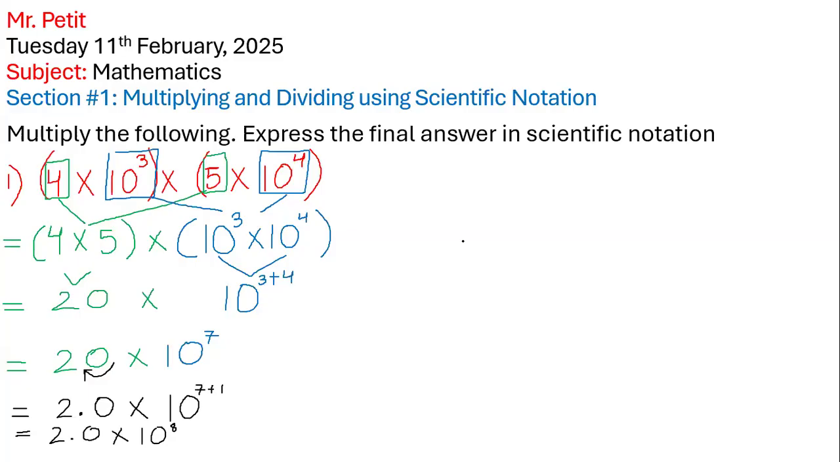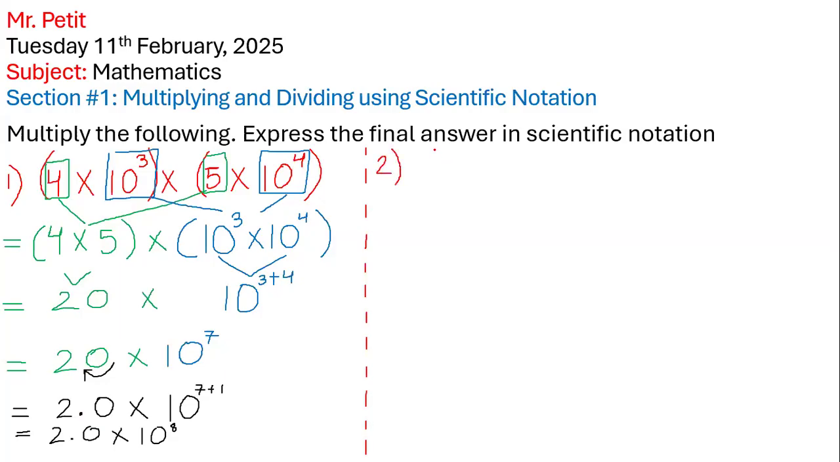Good observation. Okay. Mr. Petit, I need another example. Who else needs another example? Me. Another example to make sure I understand it. Okay. So what are we doing? We are multiplying numbers that are in scientific notation. That's what we're doing. So let's go ahead and do number 2.